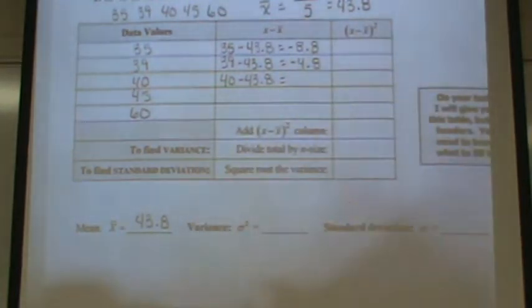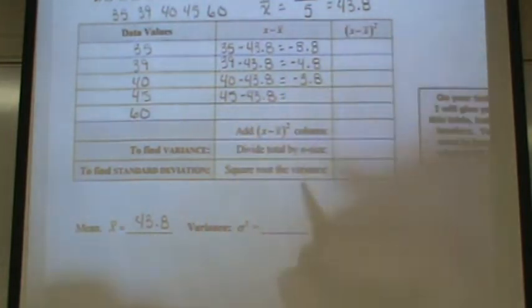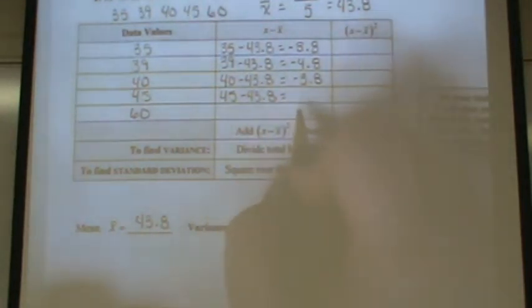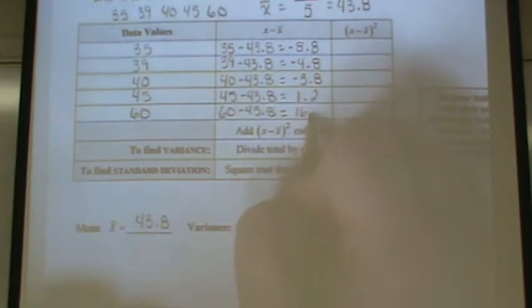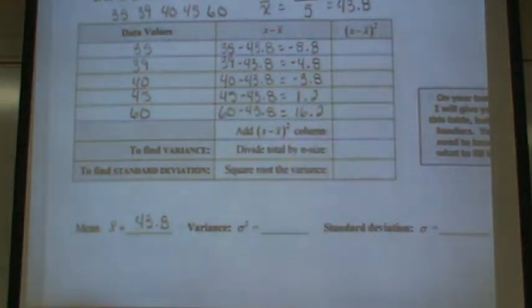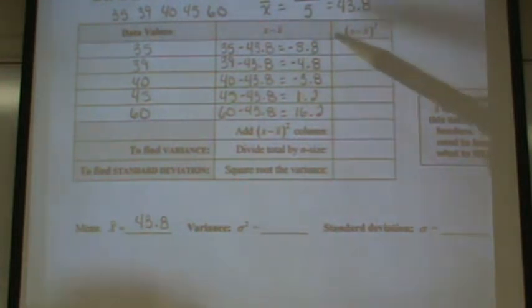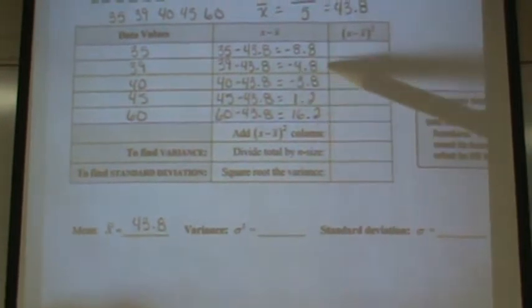40 minus 43.8 gives us a negative 3.8. 45 minus 43.8 gives us a positive 1.2. And 60 minus 43.8 gives us a positive 16.2. So again, these are our x minus x bar values.